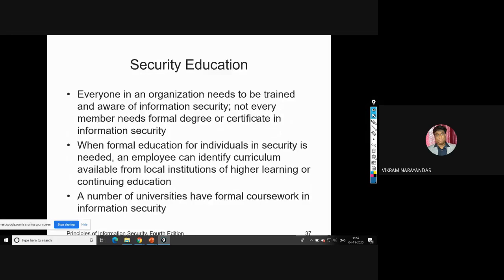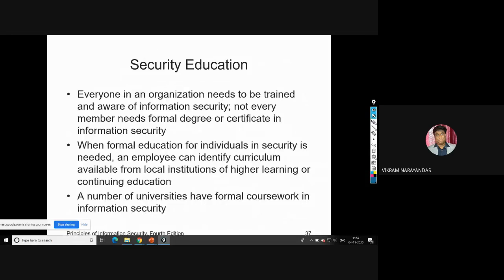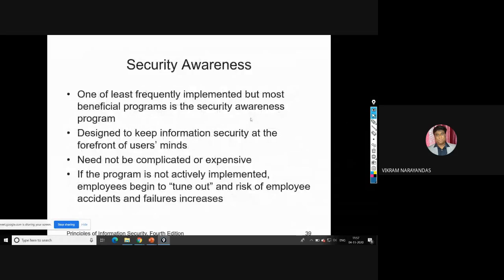So this is a 5 marks question: Security Education, Training and Awareness program, SETA. In that we can explain security education, security training, and security awareness.